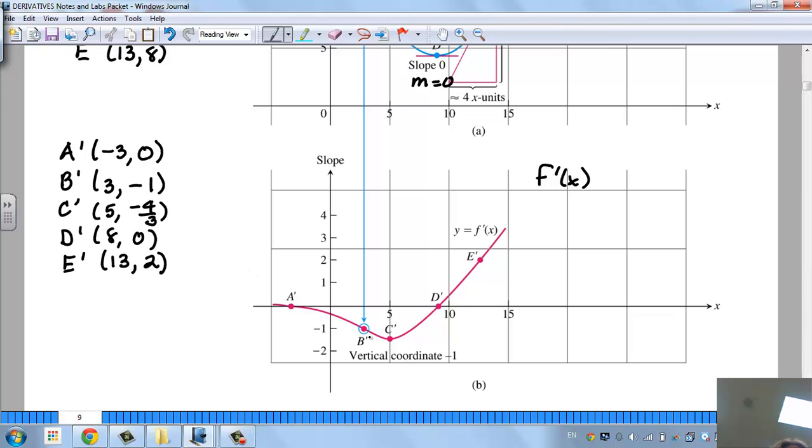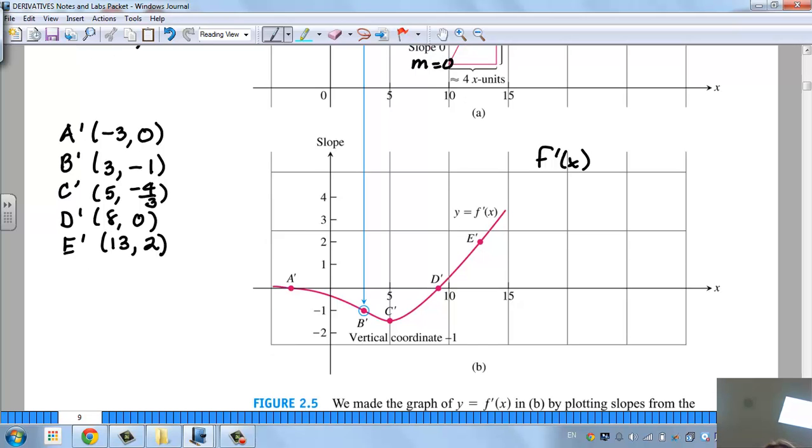When the slope is negative, it goes below the x-axis. When it's curved up there, or a max or a min, if you will, the slope is 0, and then when it's positive, it goes above the x-axis. So right here is the graph of the derivative of that function. So now you can actually graph it.